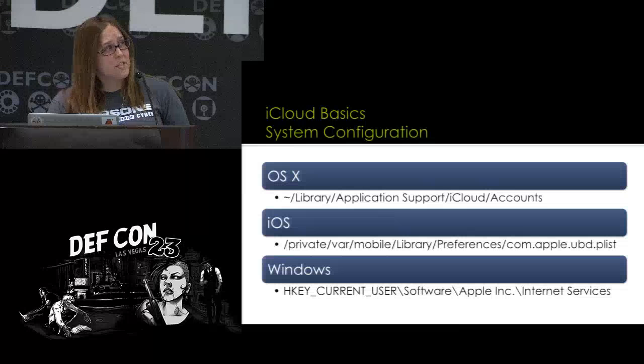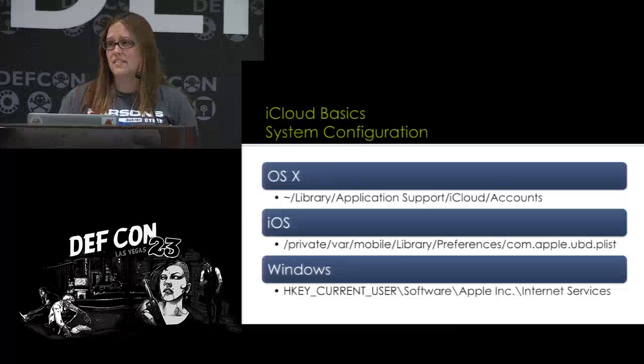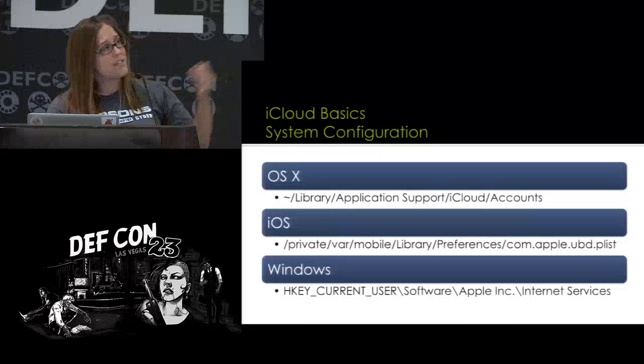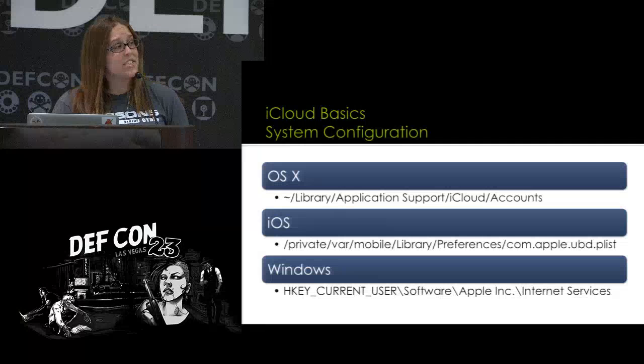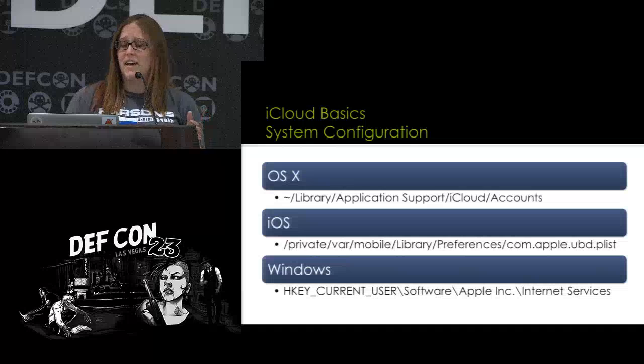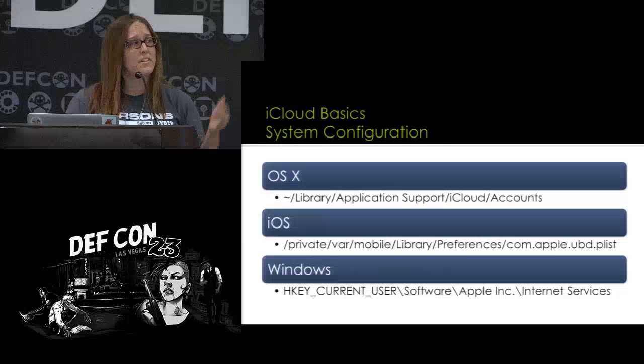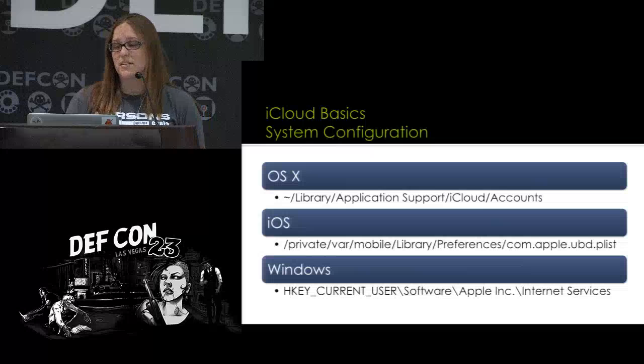So some configuration. You know, this is how you check a system real quickly to see if it has iCloud enabled or not. So a couple of different data paths on OS X and iOS, as well as a registry key on Windows. So there's a lot of different files, file paths and different locations on the file system you could check. But these are kind of the quick and dirty places.